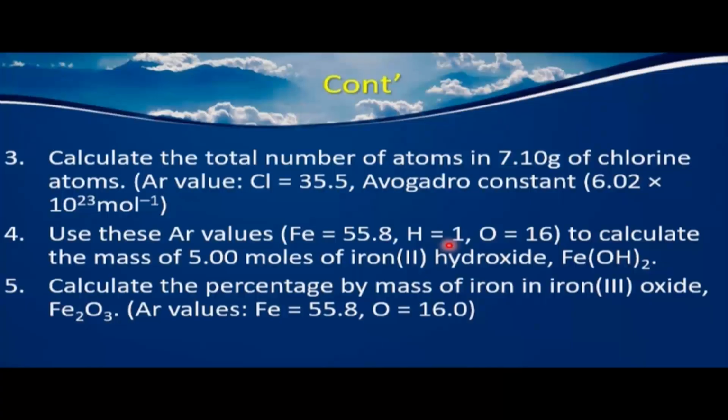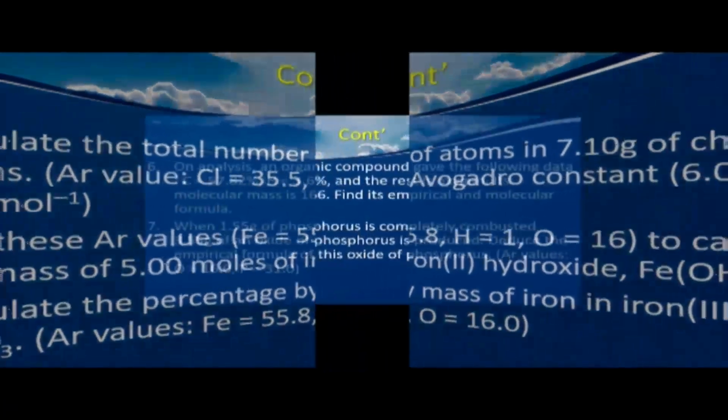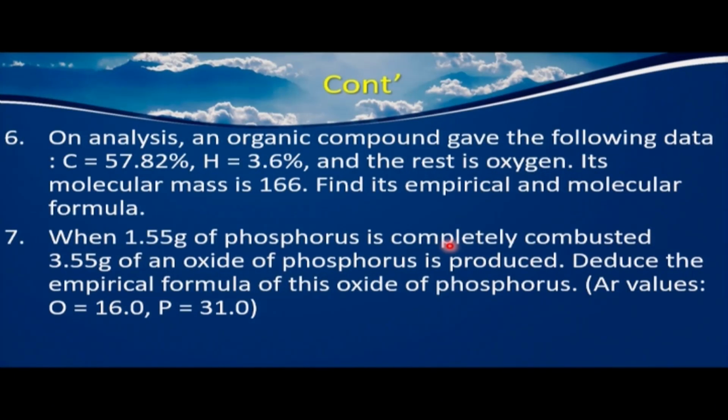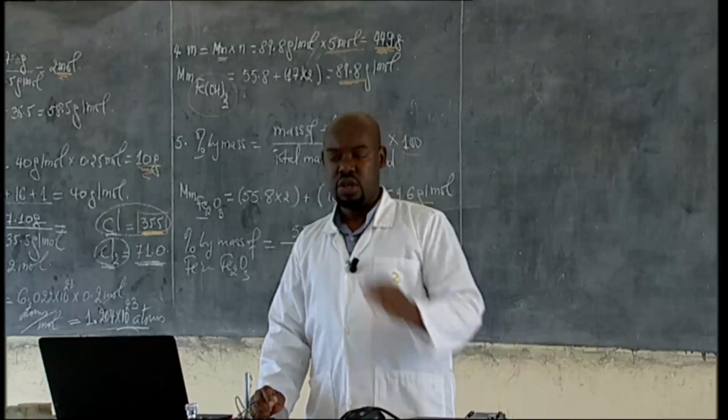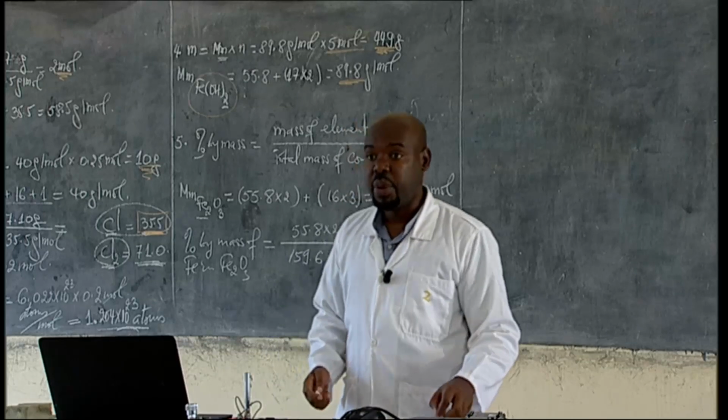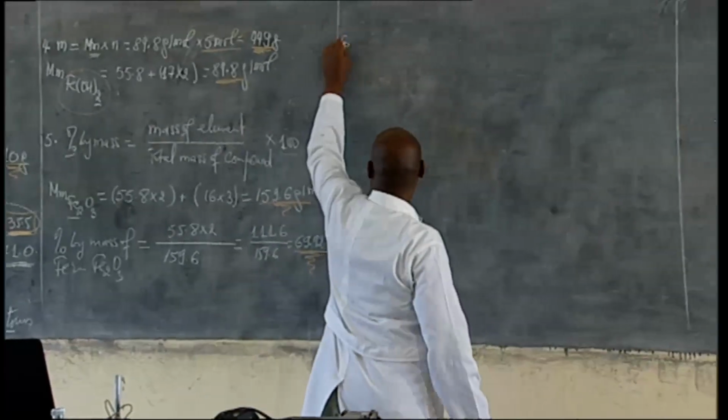If we go to the next question, that is question number 6, what do we get? It is said, on analysis, an organic compound gave the following data. We have carbon with 57.82%, hydrogen with 3.6%, and the rest is oxygen. When they say the rest is oxygen, we can determine the value of that oxygen. Remember, when we sum up all percentages, we get 100.